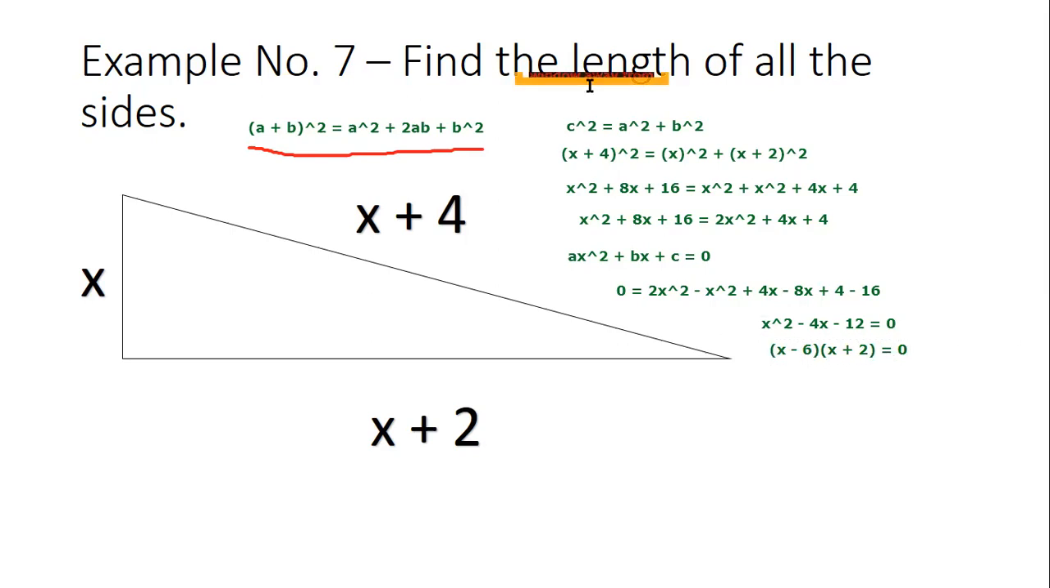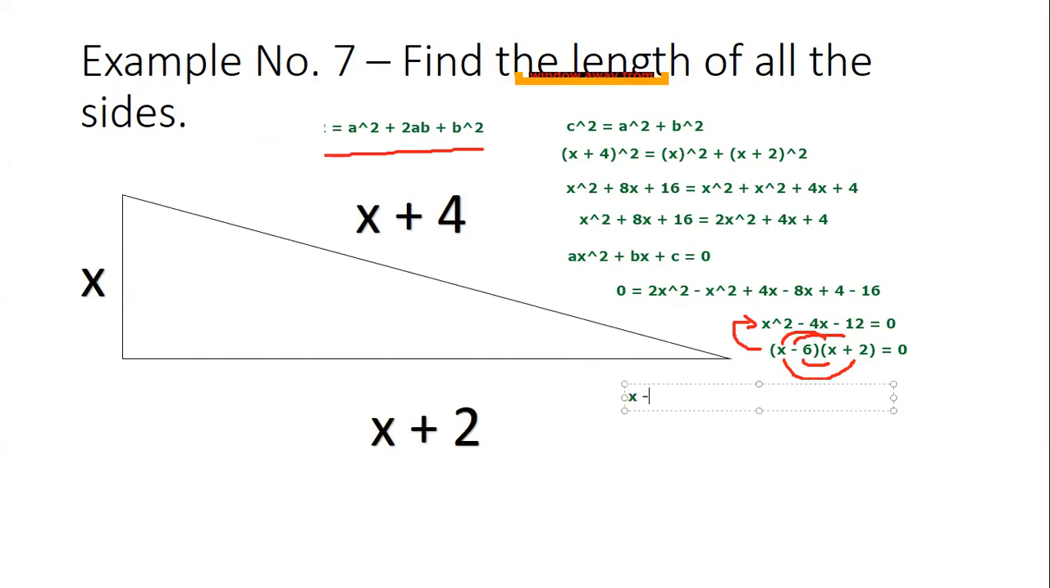If you're going to verify this, use the FOIL method or the long method. x times x is x squared. x times 2 is positive 2x. Negative 6 times x is negative 6x. And negative 6 times positive 2 is negative 12. If you combine and simplify, your equation will look like this. After we get the factors, we need to equate each factor to 0.